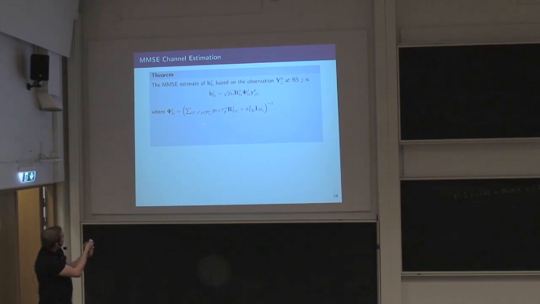So these are all the users that use the same pilots as this user I'm interested in. Here is the covariance matrix of their channel. Here is the power and the tau pu. And here is the sigma squared times the noise. So this is the covariance matrix of Y that I receive here. And then I multiply with the covariance matrix of my user of interest and with the power, and then I have the estimate. That is what basic estimation theory is telling us that we should do.